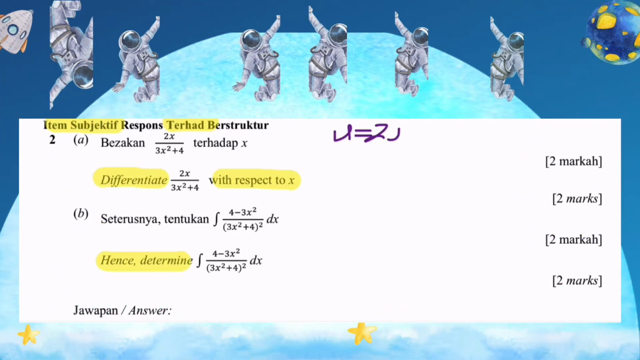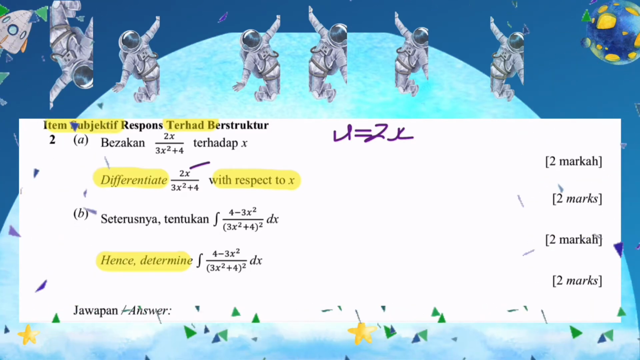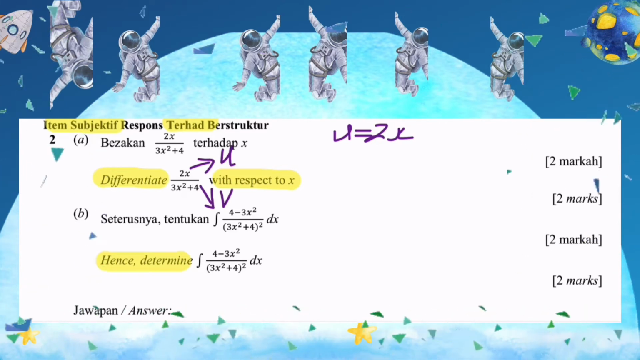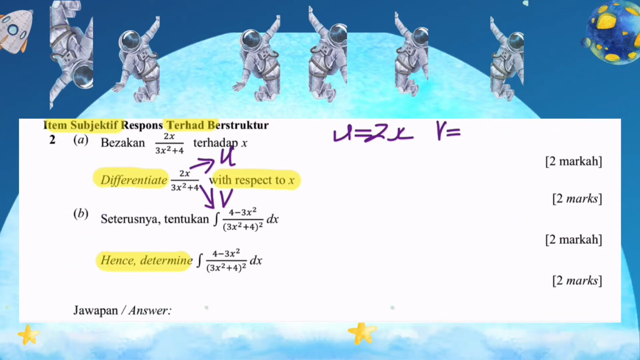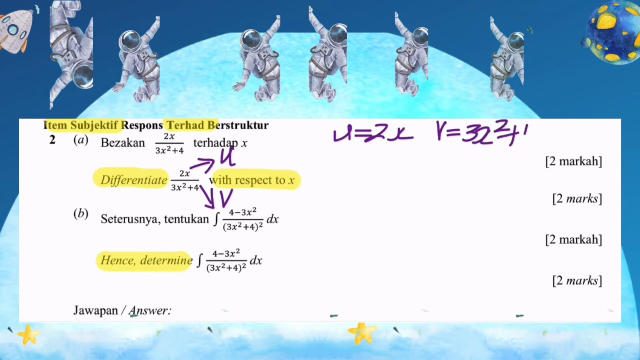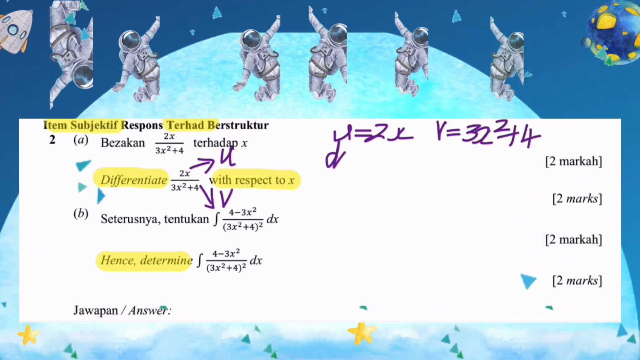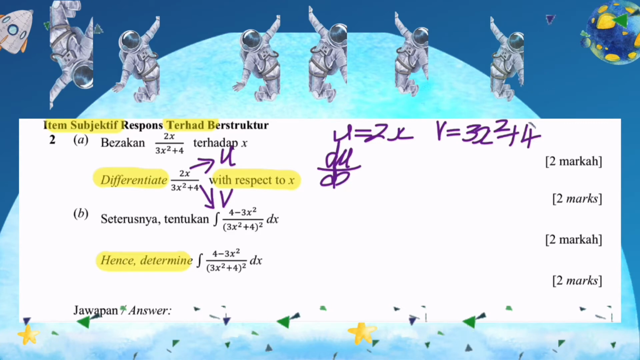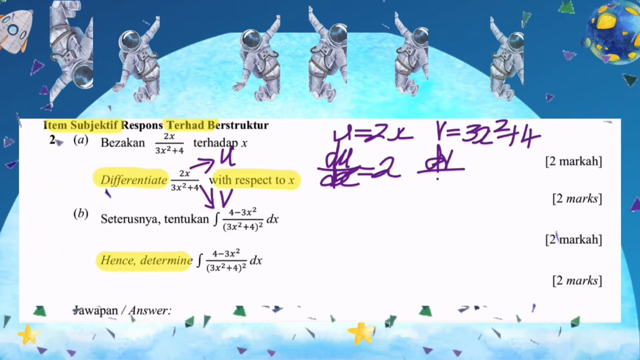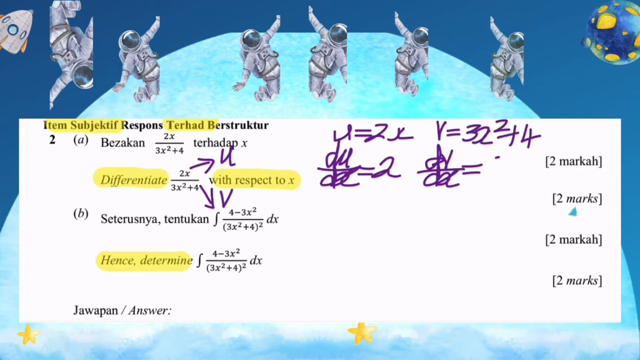So first of all, we need to differentiate u over v. We let u equal to 2x, v equal to the denominator 3x squared plus 4. Still remember, we need to differentiate the u, du dx equal to 2. And we need to differentiate the v, dv dx equal to 6x.